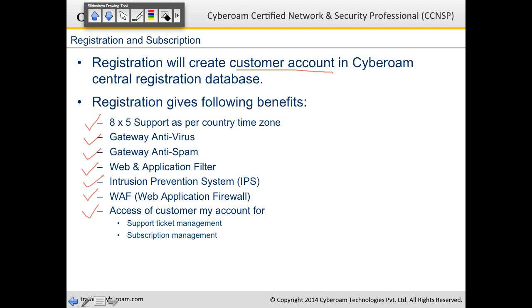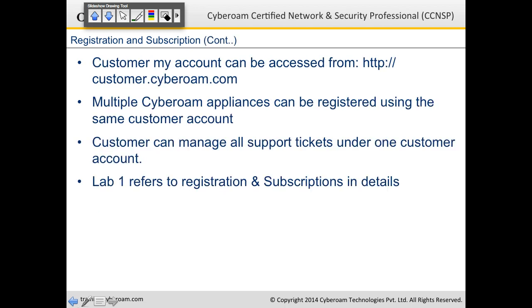So if you want to activate the trials, you can only do that after you register your Cyberoam and you have your customer My account. You can access the customer My account from http://customer.cyberoam.com. So you can go to this URL and you can always access your own account.